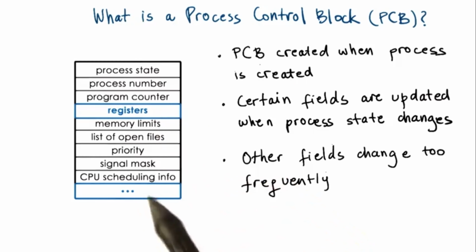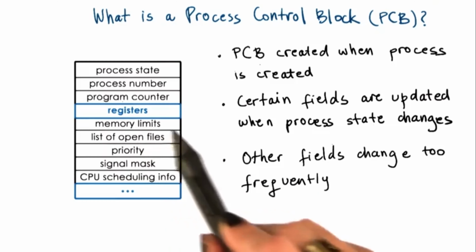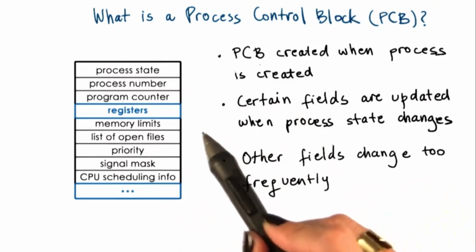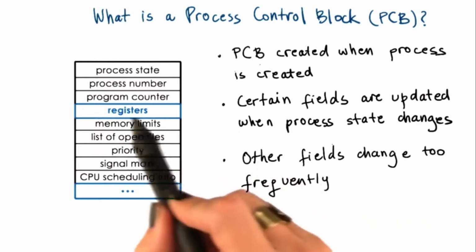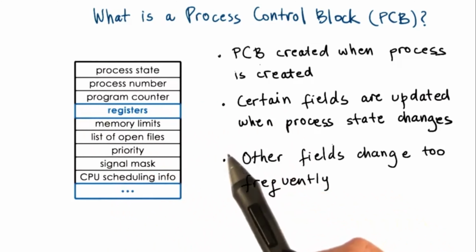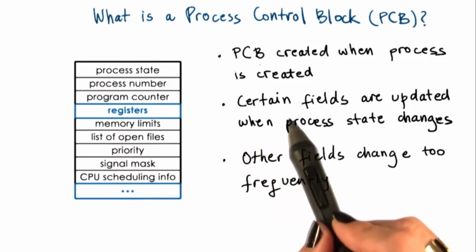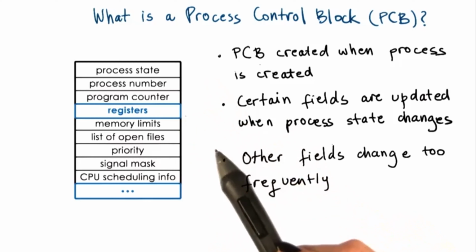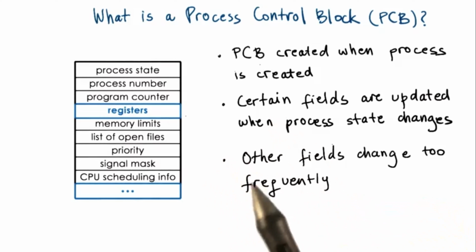Other fields of this PCB structure change pretty frequently. For instance, during the execution, the program counter changes on every single instruction. We certainly don't want the operating system, for every instruction that the process executes, to have to spend time to write this new PCB value for the program counter. The way this is handled is that the CPU has a dedicated register which it uses to track the current program counter for the currently executing process. This PC register will get automatically updated by the CPU on every new instruction.